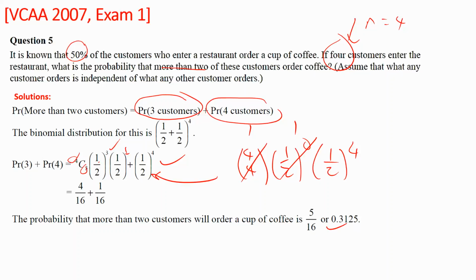5 out of 16. Hands up if you got that correct. Hands up if you didn't get that correct. Okay, not many. Hands up if you didn't know what to do. Okay, hopefully we learn.